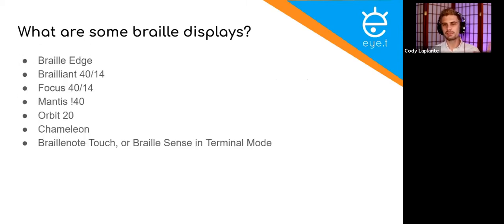Before we even talk about Braille displays and how to use them, we want to know what Braille displays actually are. I'm going to read out a couple of names here, and I want you to think to yourself, is this something that I currently use? Some of these names are the Braille Edge, a Brailliant 40 or Brailliant 14, a Focus 40 or Focus 14, a Mantis Q40, Orbit 20, Chameleon. And then if you use the BrailleNote Touch or the Braille Sense in terminal mode, these are all Braille displays.